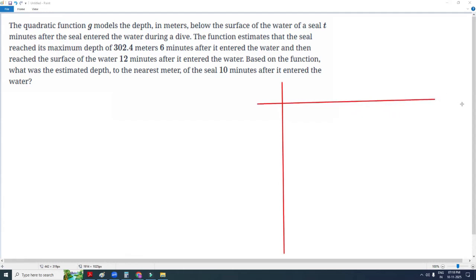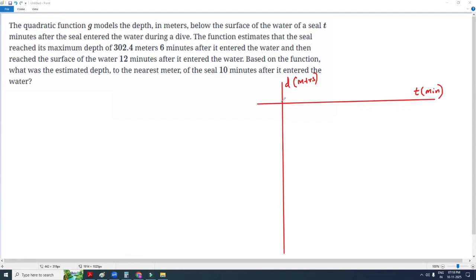Okay, now let me take a vertical axis over here and also a horizontal axis over here. And I consider the time t on the horizontal axis in minutes, and the depth on the vertical axis in meters. Okay, according to the given information, the seal entered the water and reached the maximum depth of 302.4 meters in the time 6 minutes.